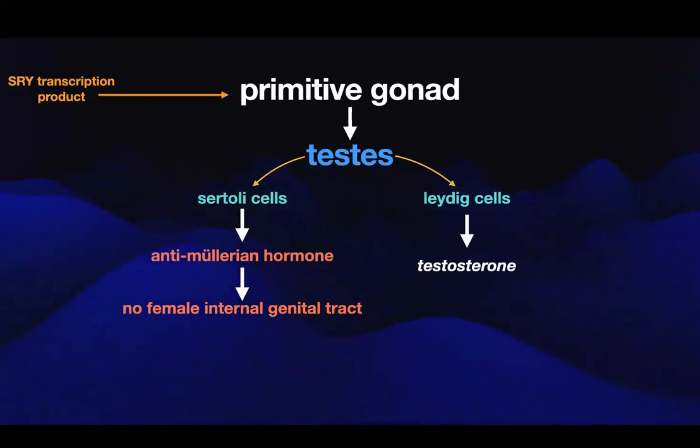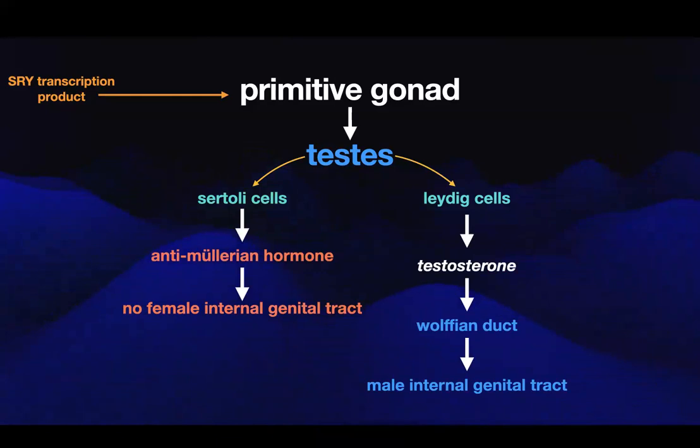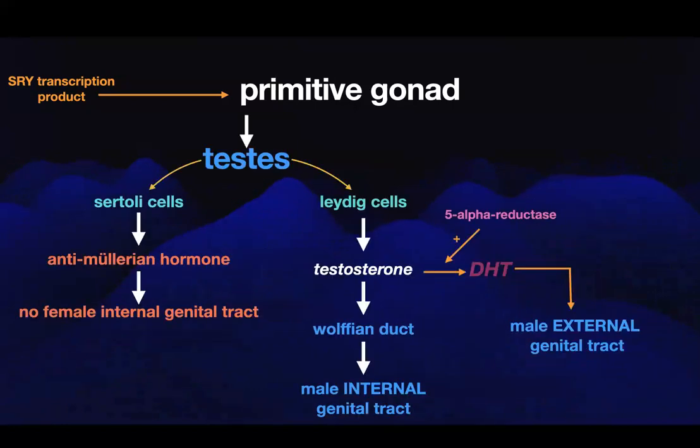Then you have the Leydig cells, and the Leydig cells, as always, they produce testosterone. Now, testosterone is very important because it allows us to form the Wolffian duct, which gives us the internal genital tract. So think of the epididymis, the vas deferens, all that good stuff. This is all made by the Wolffian duct. Now, also early on, I mentioned how testosterone is also converted into a much more active and potent form, right? The 5-dihydrotestosterone, or DHT. Now, DHT is important because it allows us to develop the external genital tract, which is going to be the penis, right? It's going to be the scrotum.